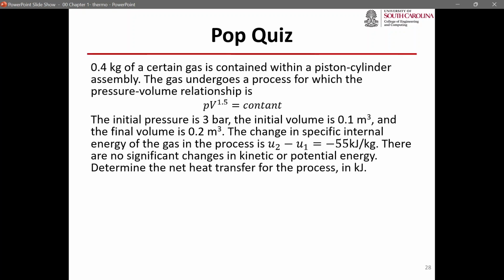Do you have any questions about the problem itself? Is this clear? Okay. Is there anyone who can give us a clue on how to solve this problem? Okay, but where would you start though?